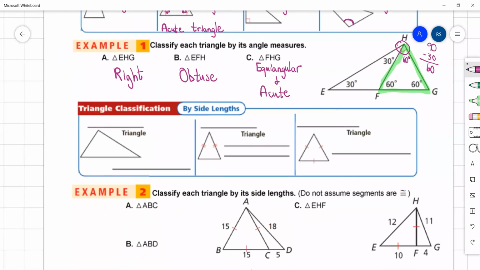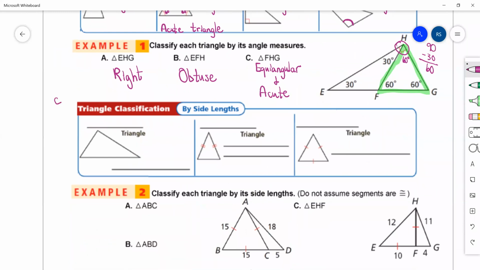Okay, now let's classify them based on side lengths. So for the first one, we're not told anything about the sides, not that any of them are equal. We call this a scalene triangle because it has no congruent sides.